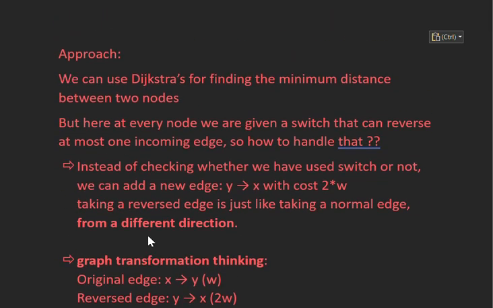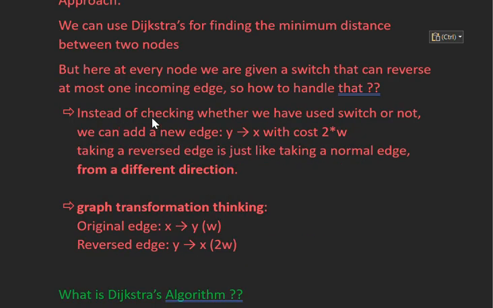So let's see what our approach will be. If you know Dijkstra's algorithm, it is an algorithm used to find the minimum distance between two nodes. In our problem also we have to find the minimum distance from node 0 to node n minus 1. So we can use Dijkstra's algorithm here, but the thing is that at every node we are given a switch that can reverse at most one incoming edge. So how will we handle that?